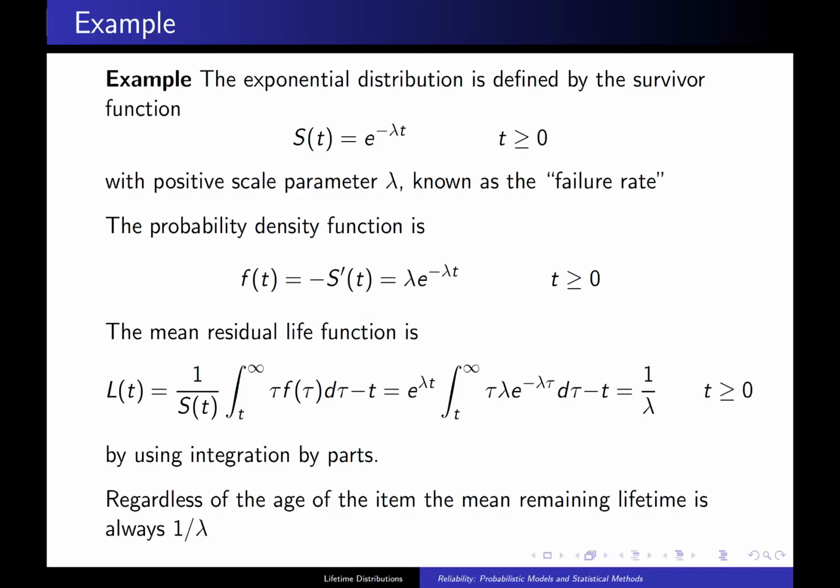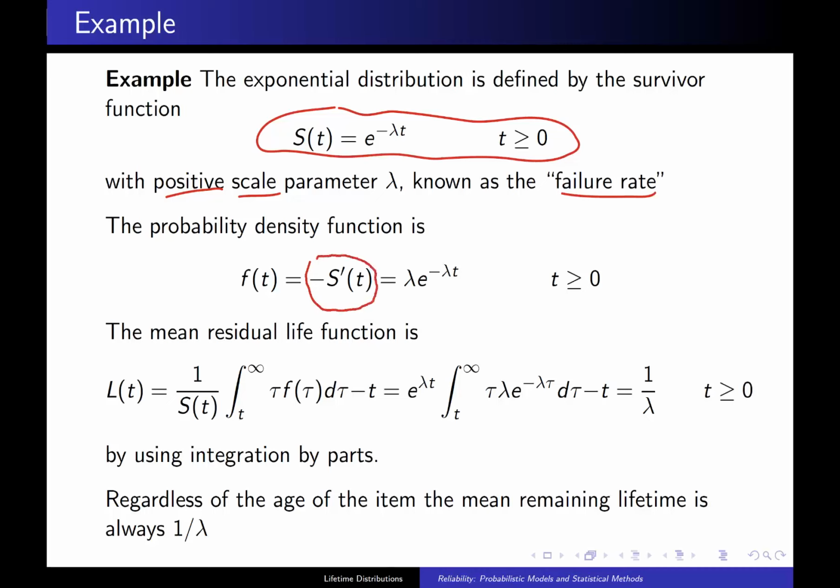Here's an example. The exponential distribution is defined by a survivor function that looks like this, where lambda is a positive scale parameter, and it's usually called the failure rate. So the probability density function is the opposite of the derivative of the survivor function. So when you differentiate this survivor function and negate, you get lambda e to the minus lambda t. Once again, the support is t greater than or equal to 0.